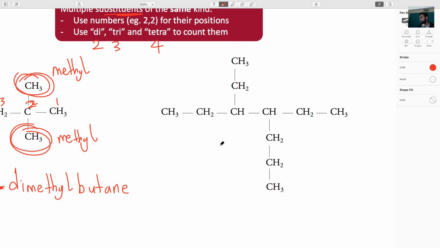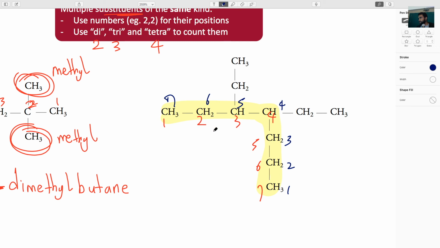But which direction should we number it? Let's highlight it so it's a bit neater. So we're using this one as the parent chain. Now what direction should we use? Should we go like this? 1, 2, 3, 4, 5, 6, 7. Or should we go the other direction? 1, 2, 3, 4, 5, 6, 7. Which one will give the lowest number?